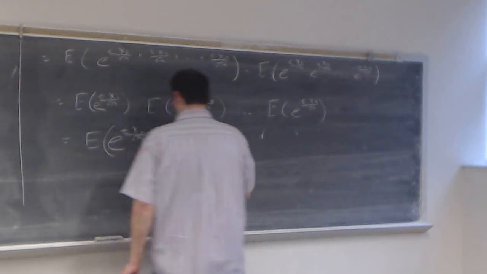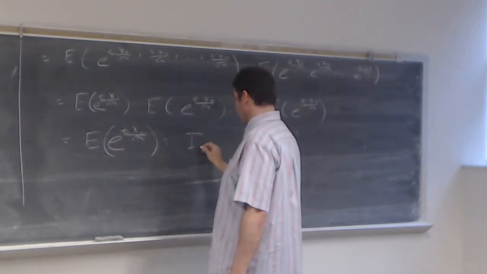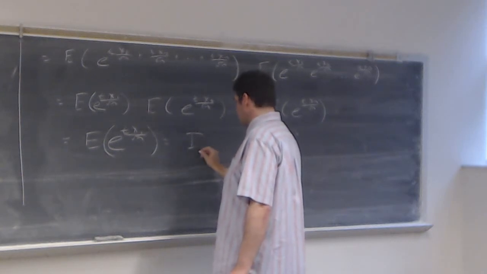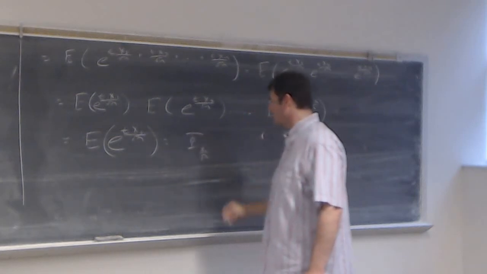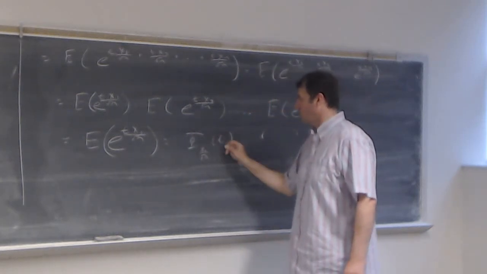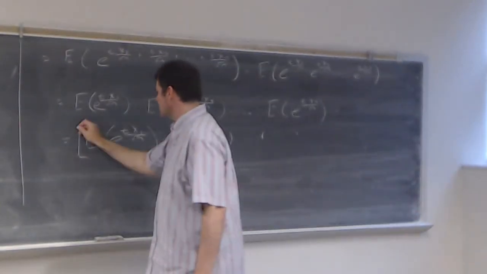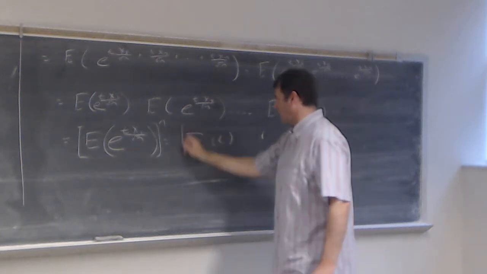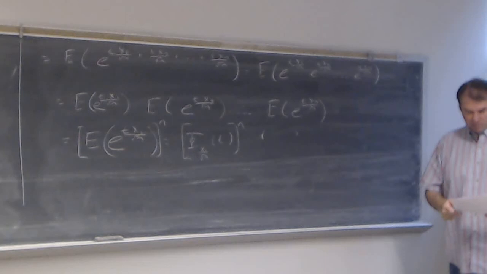But that's nothing more than phi of X1 over the square root of n, of t, the moment generating function. Wait a minute, I made a mistake. That's this guy raised to the nth power, because there were n of them. So it's this guy raised to the nth power. Okay. So that's what we have.